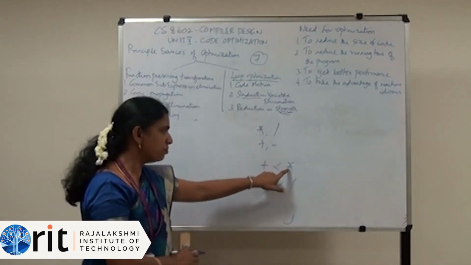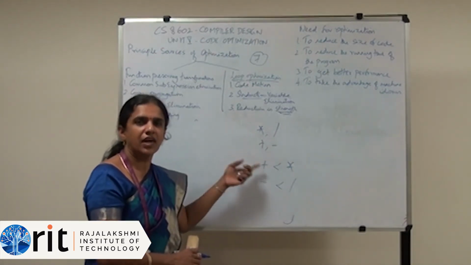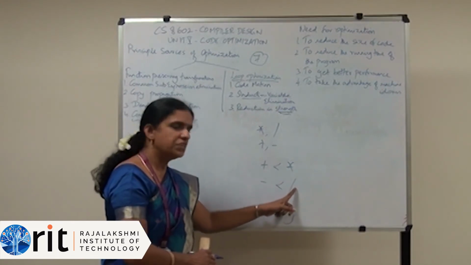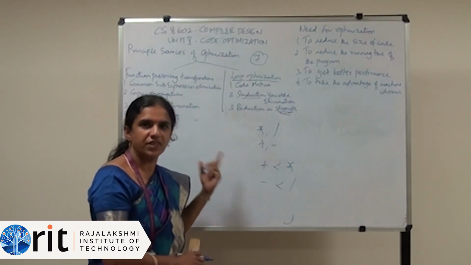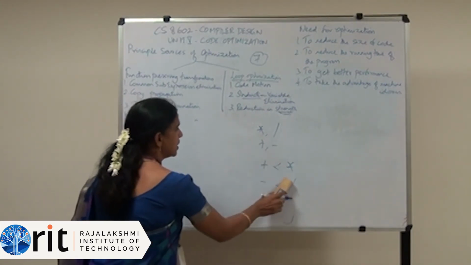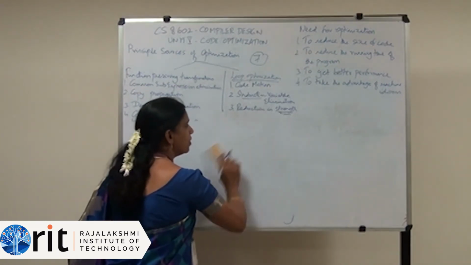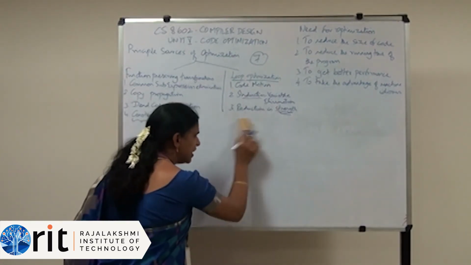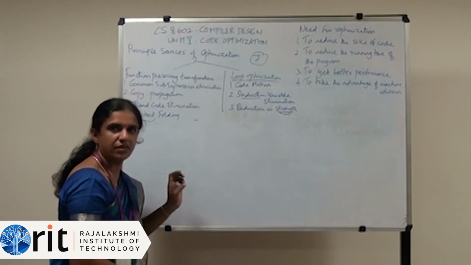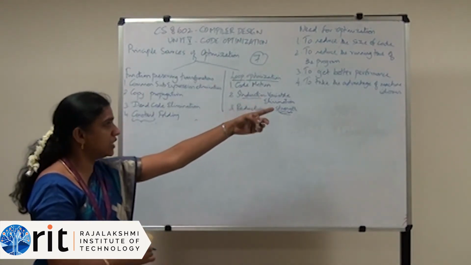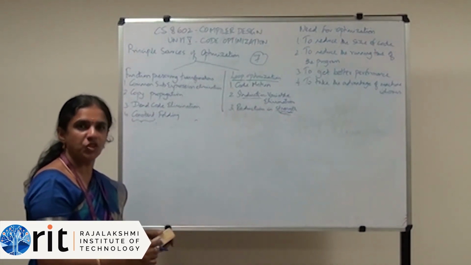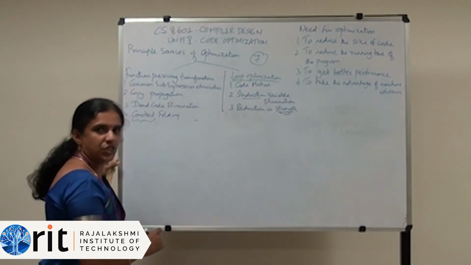Instead of using multiplication, I can replace it with addition. Similarly, instead of using division, sometimes I can replace it with subtraction. That is called as reduction in strength. Why we are going to reduce the strength? It is one of the optimization methods. I can make use of the machine idioms. I can take the advantage of machine idioms. That is the reduction in strength.